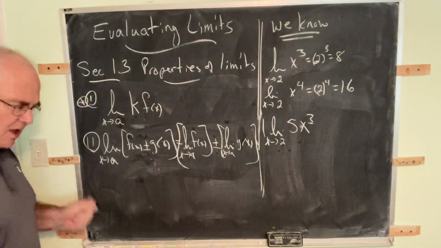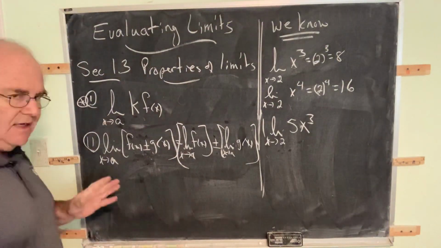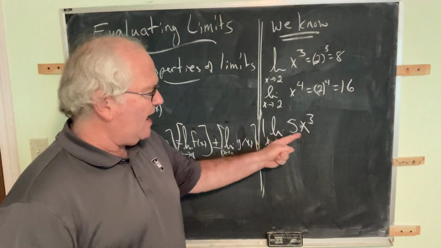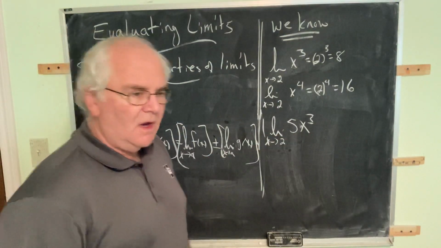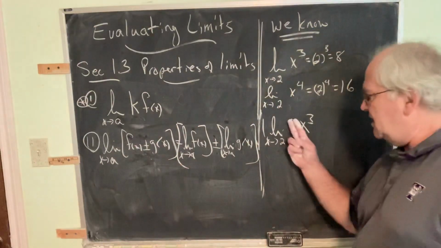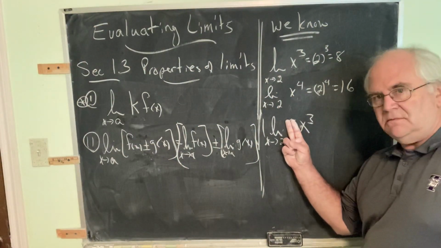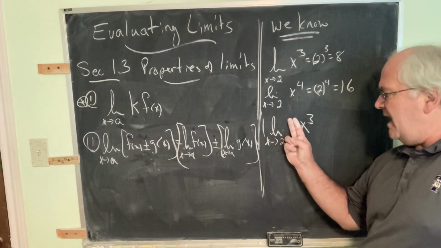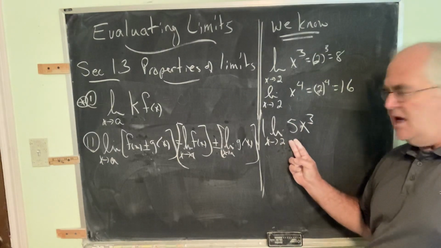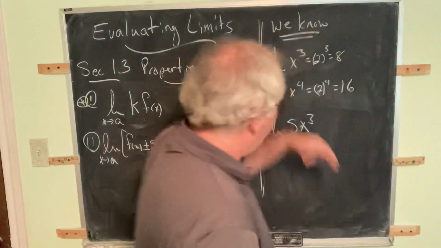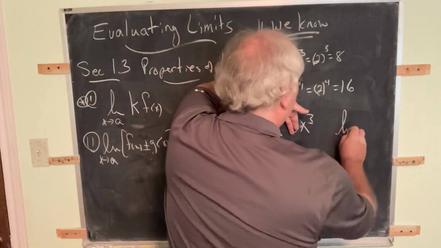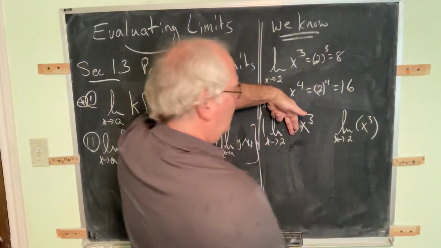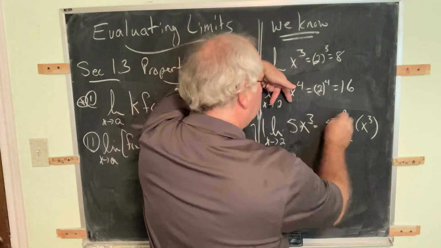Well, it's not particularly challenging to show. What you need to do is, if you want the limit of 5 times some function, first find the limit of that function. And we know that's 8 already. So find the limit as usual, and then multiply by 5 when you finish.